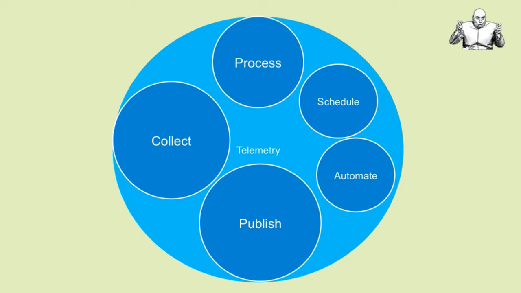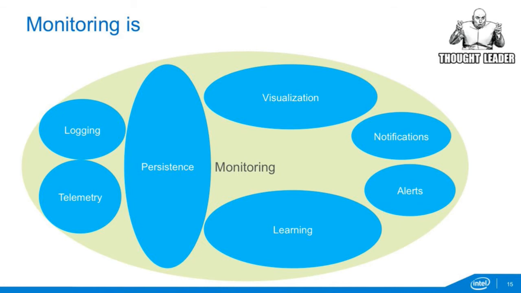We have the collection, processing, and publishing of things. We have the schedule by which you're collecting that information and the mechanism by which it is actually collected. And then there's some sort of automation around it as well, which I really think is crucial at this step for scale.